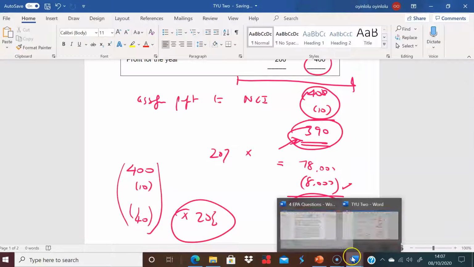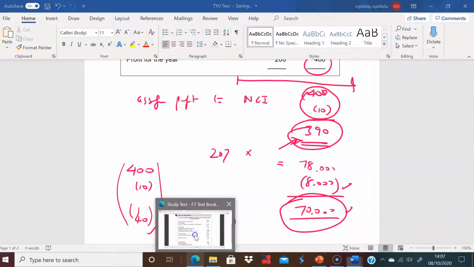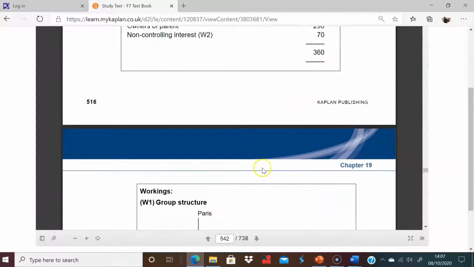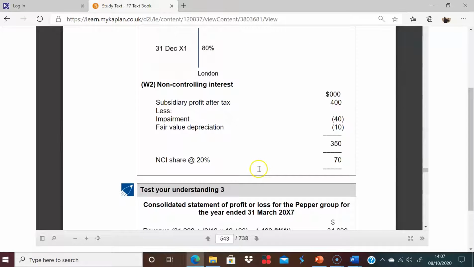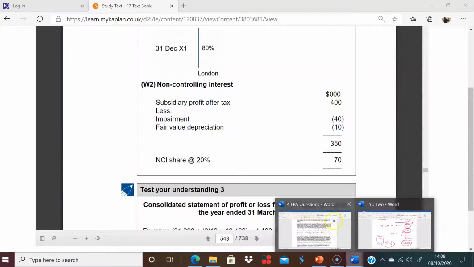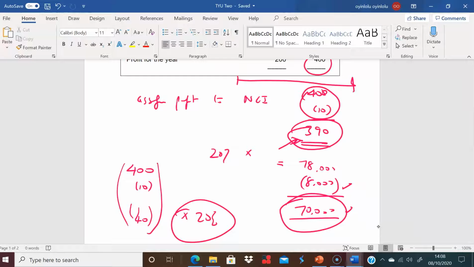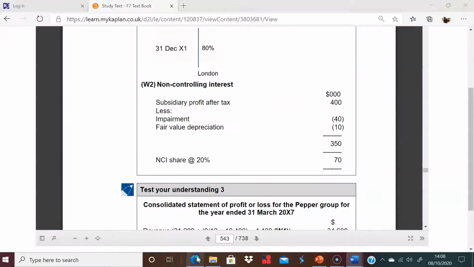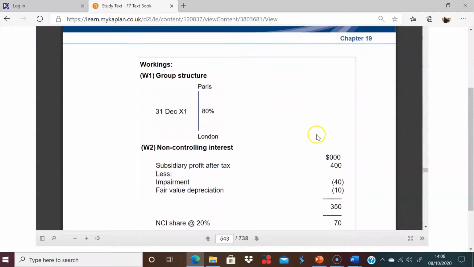And let's look at how they've treated theirs. They've got the same 70. Let's go to working 2. And they've done it as one big whole, like what I was saying from a mathy point of view. 400 minus 40 minus 10, which is 350 times that, and that's still 70,000. So both methods work, and both methods are perfect.